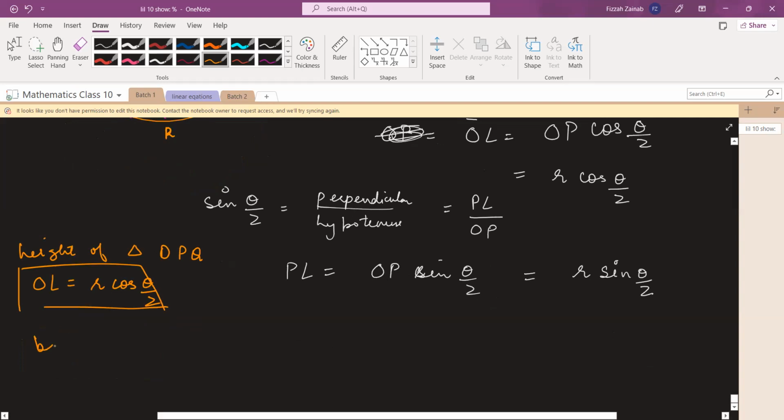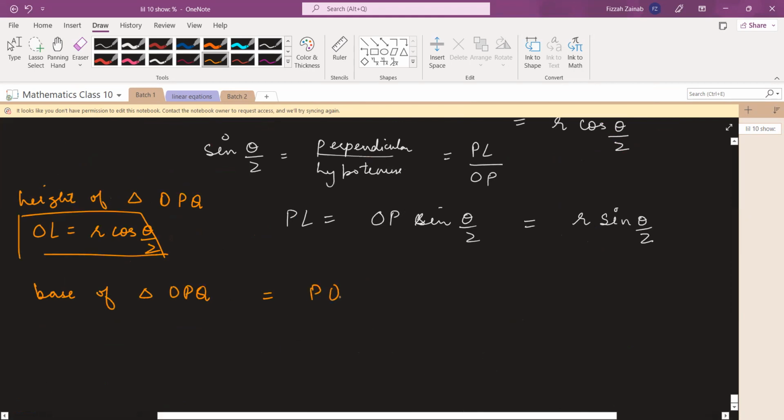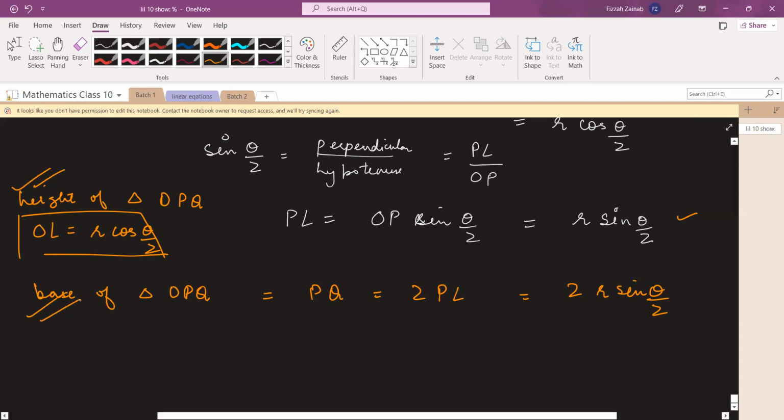And if I want to write the base of triangle OPQ, now see in the figure. I have found only half, right? PL I have found. So I have to multiply by 2 because base is PQ, which is twice of PL. And PL I have already found, so that means 2 into R sine theta by 2. So I have got the height of the triangle and the base of the triangle. So let us find out the area of the triangle.